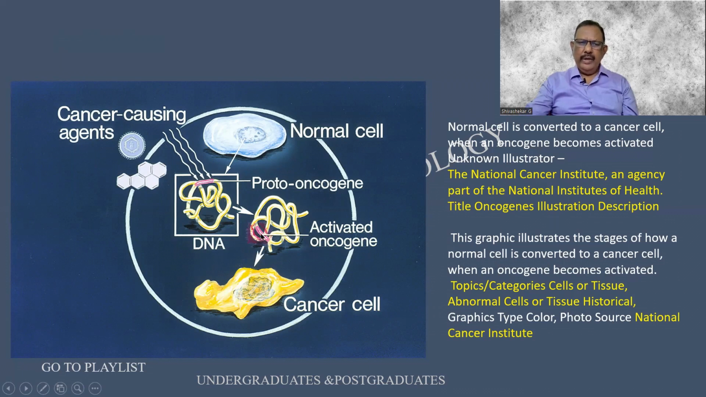And ultimately there is a loss of the regulation and it goes out of control, becoming a cancer. So there is a normal cell, change in the nucleus, change in the DNA, and it becomes a cancer cell. The proto-oncogene on its part gets converted into the activated oncogene. Please remember this. These are the references.